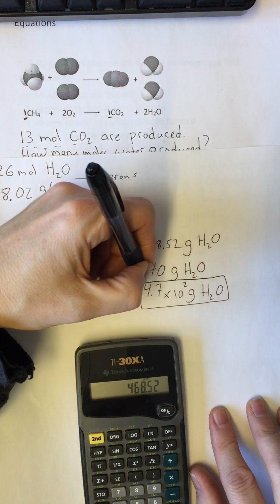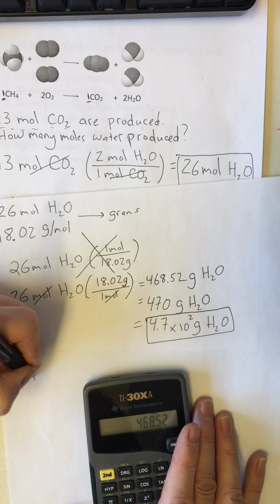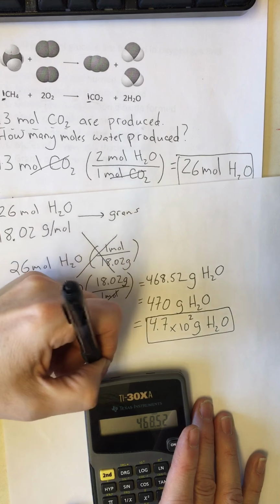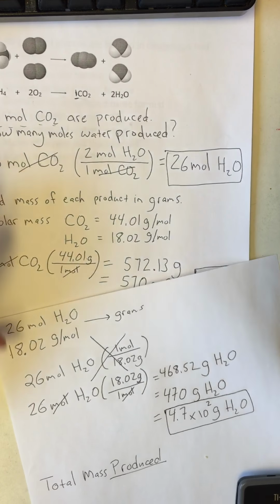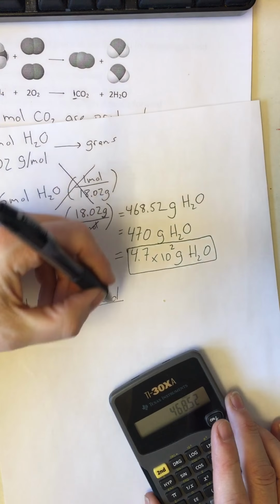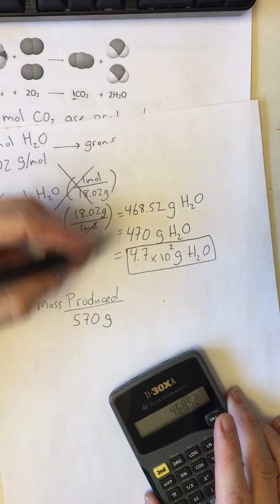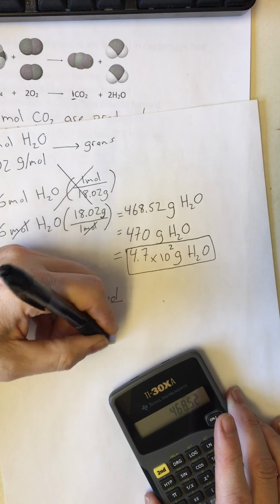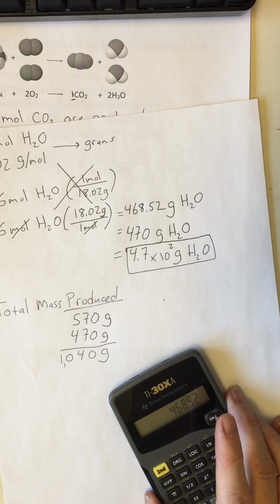Okay. Now, total mass produced. Products only, right? Produced means products. The first product was CO2, 570 grams. The second one was the water, 470 grams. If we add those together, we get 1,040 grams.